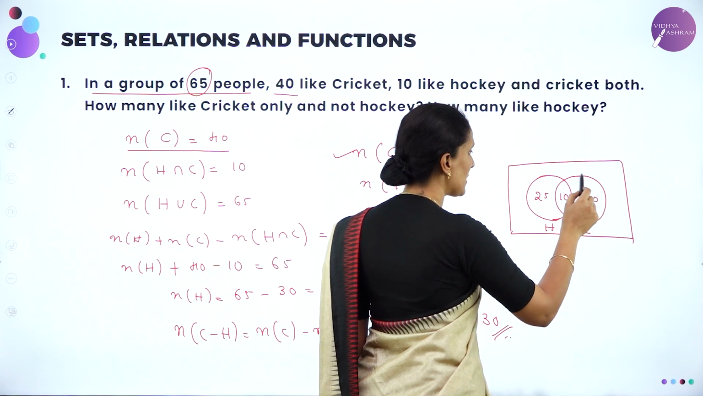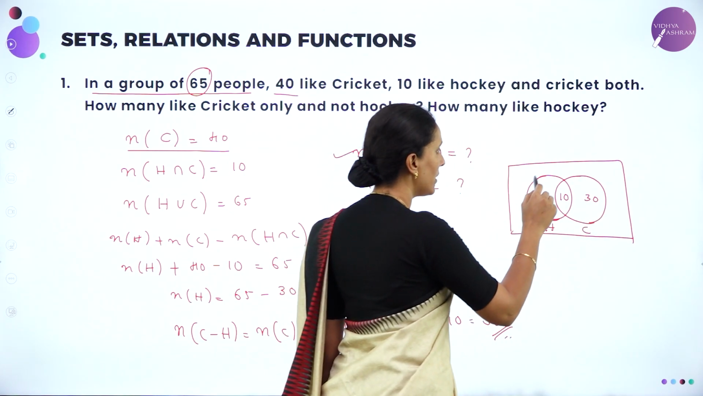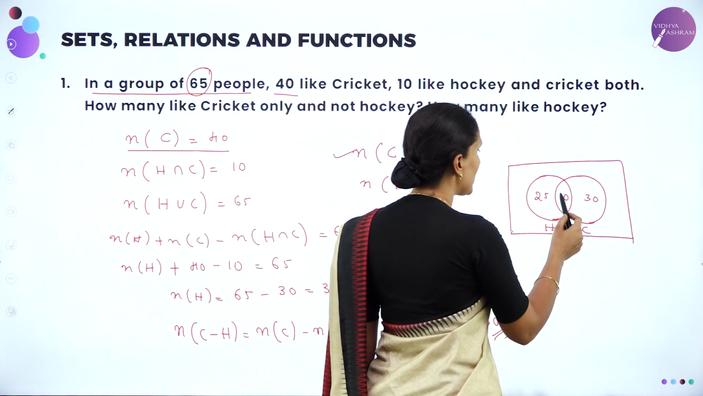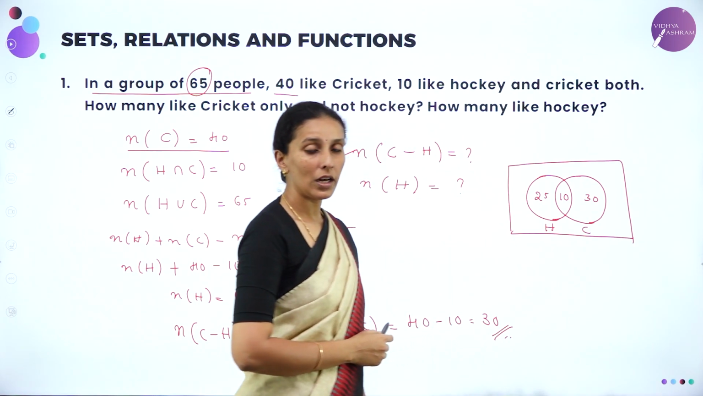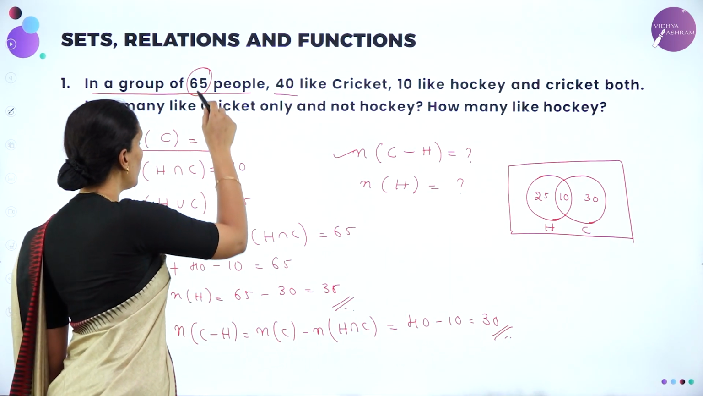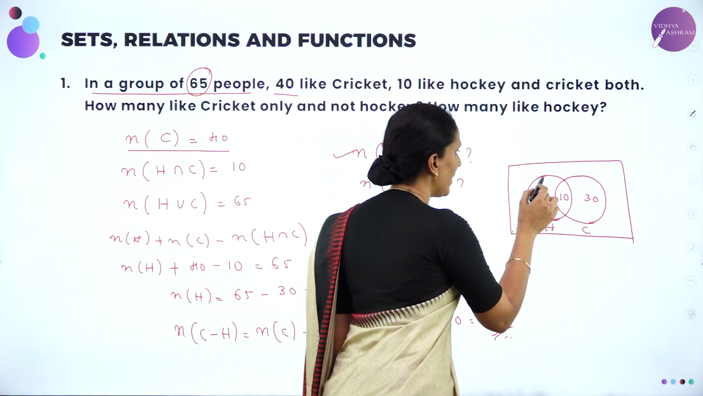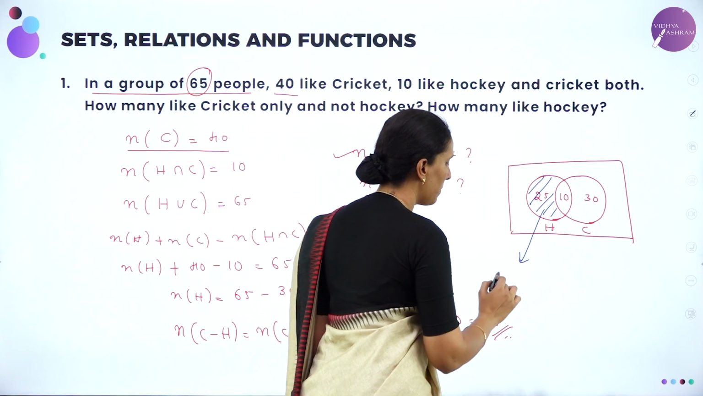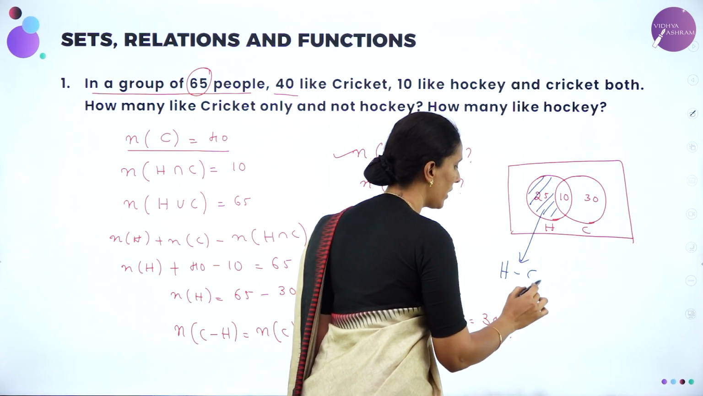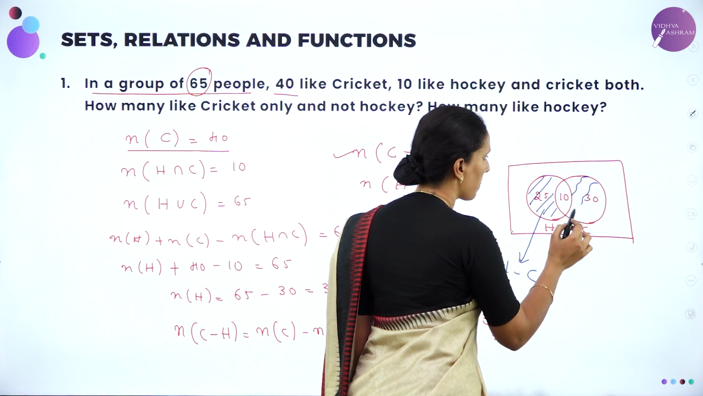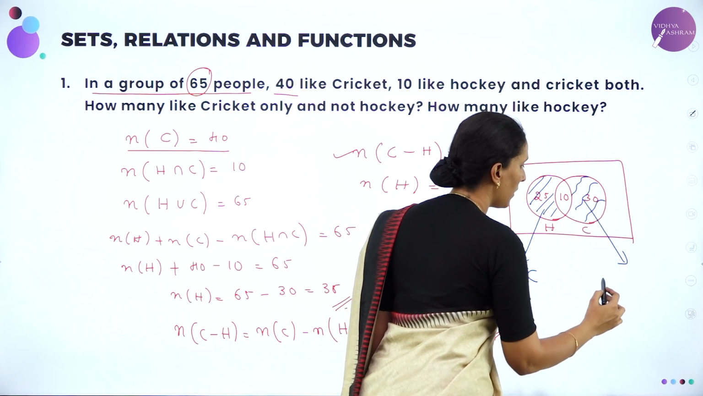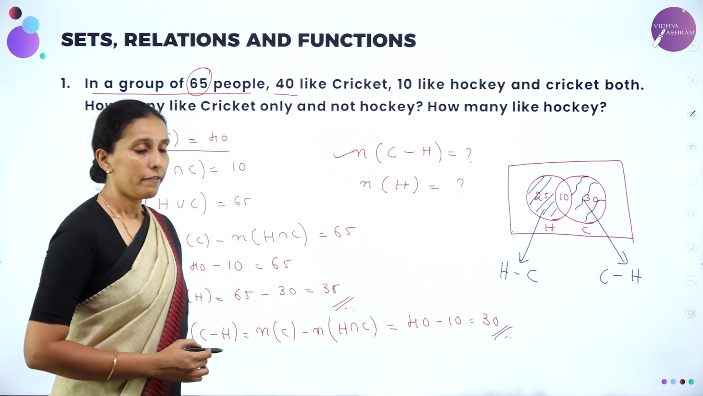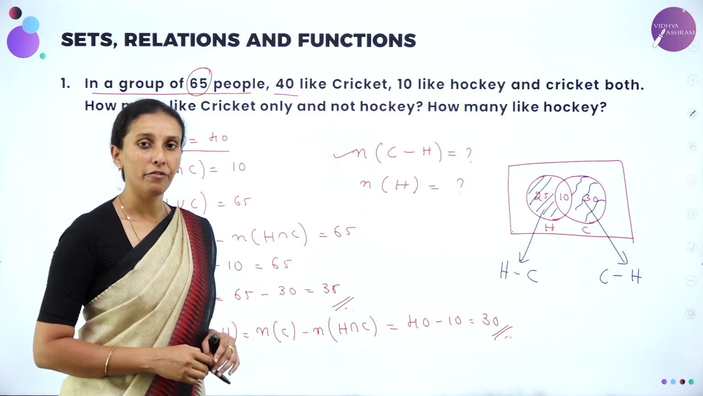So this circle represents the number of people who like cricket. This circle represents the number of people who like hockey. Now 25, 10, 30, when you include them, the total is 65, which represents the union of all people. Now if I shade this region apart from the common, this represents the people who like hockey but not cricket. And here, this represents the people who like cricket but not hockey. So we can also verify the results with the help of the Venn diagram.